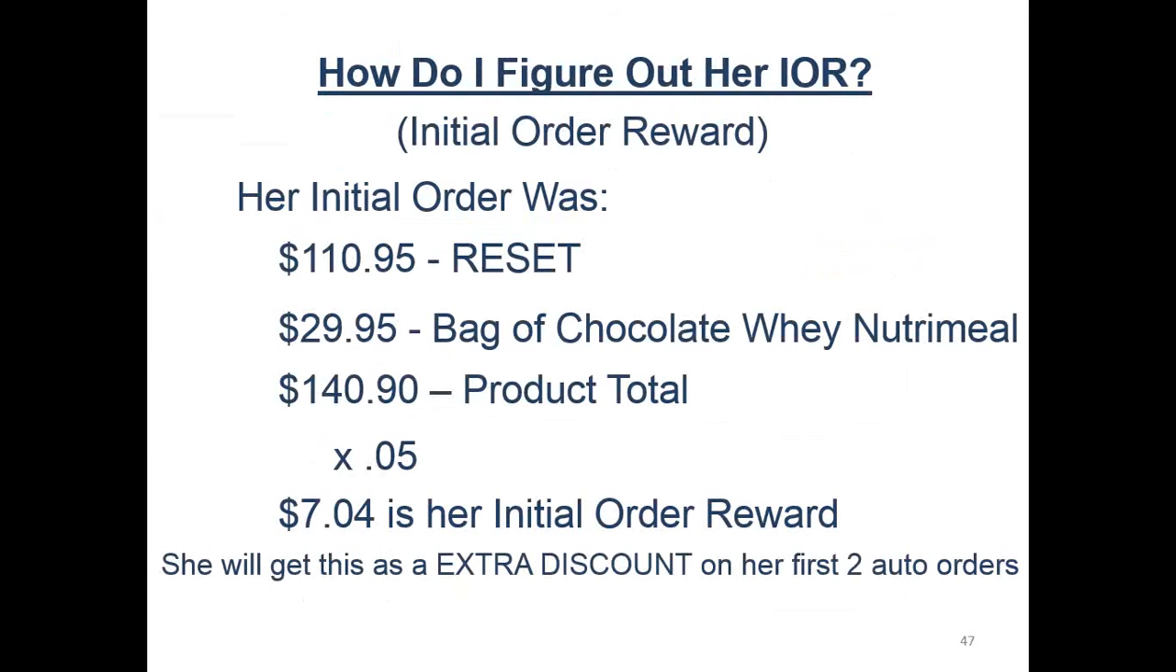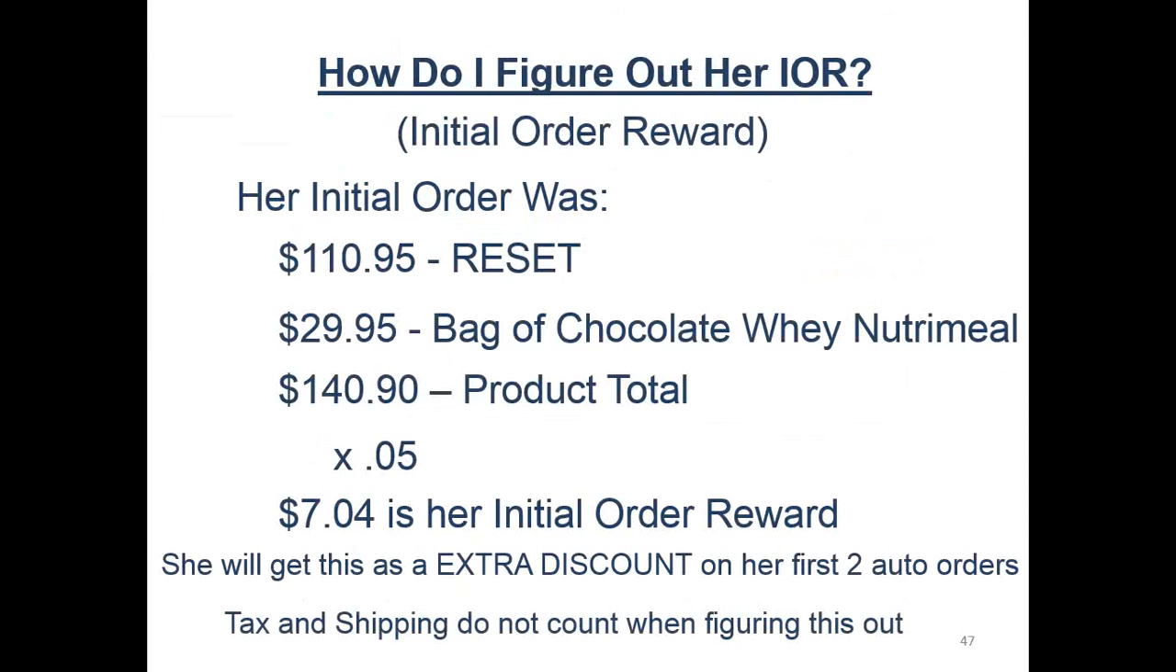What you need to know is that your client will get this as an extra discount on their first 2 auto orders. So Marianne will save the $7 twice, on her first auto order and her second auto order. Also, you need to know that tax and shipping do not count when figuring this out. So if you're looking at the end order, you can't add in tax and shipping.